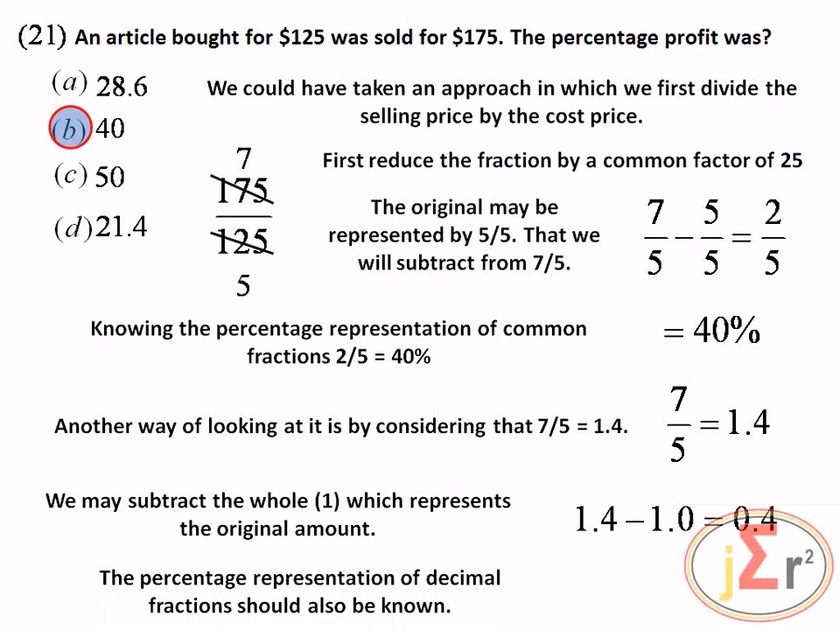The percentage representation of decimal fractions should also be known. So if we have a decimal fraction 0.4, the percentage representation of that should also be known. As a matter of fact, it is easy to calculate. 0.4 is actually 40%. So there are quite a few different approaches that we may take to the solution of this problem that will result in the answer.